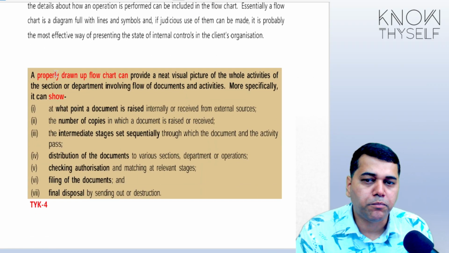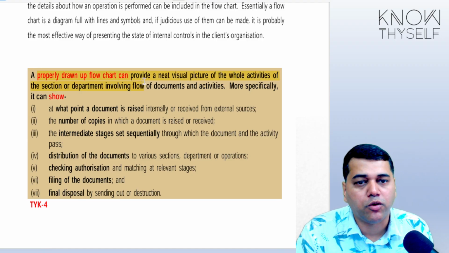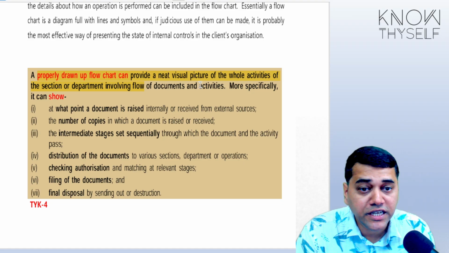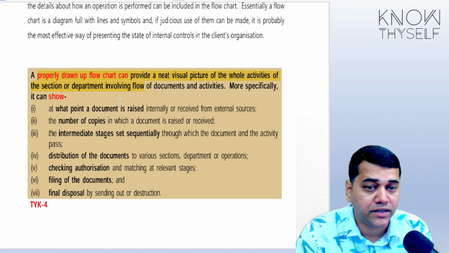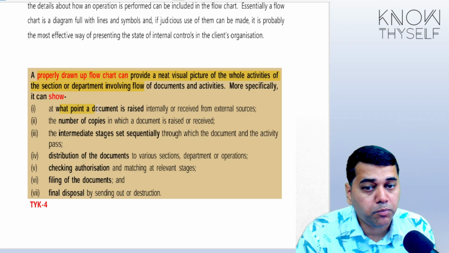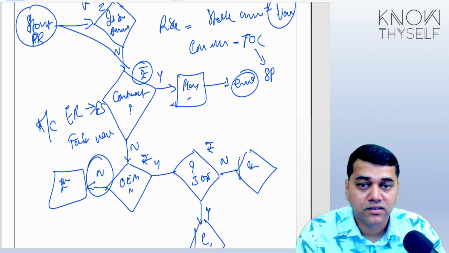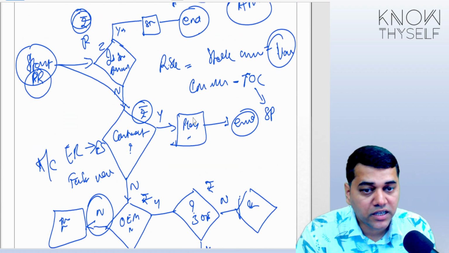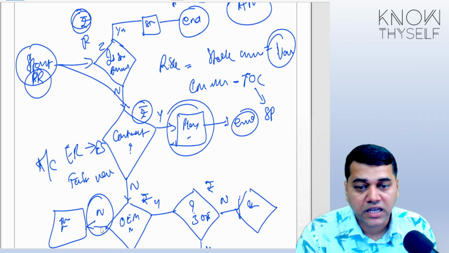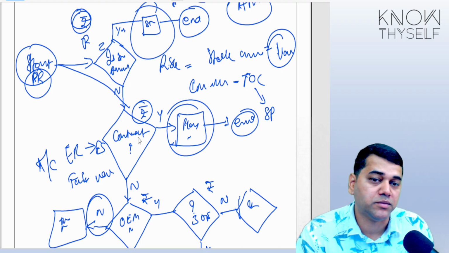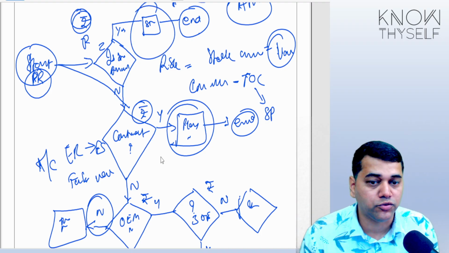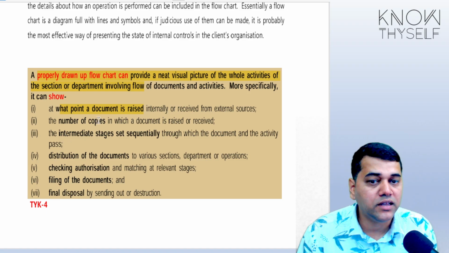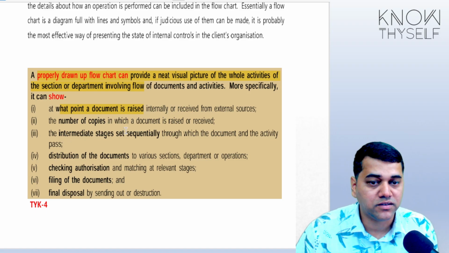Now, what can a properly drawn flowchart provide? It can provide a neat visual picture of the whole activities. It will show at what point the document is raised. See, we come to know, okay, this is the point where the documentation comes. Here we will have an approved documentation because we are communicated to go and please use it. So we will have a very clear picture of when the document is raised.